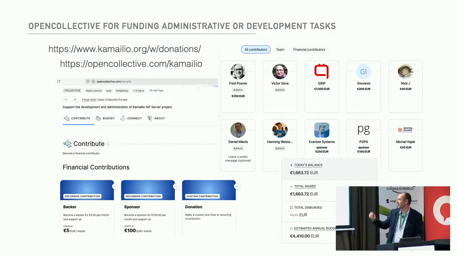We could get a European-based fiscal host that can take care of it. We just started. We got some funds there already, but no expenses yet. We have to figure out in our core developers group, management group, how this goes on.